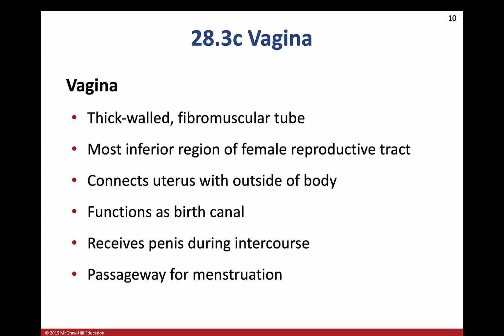The vagina is a thick-walled fibromuscular tube. It is the most inferior region of the female reproductive tract. It connects the uterus with the outside of the body. It functions as the birth canal. It is responsible for receiving the penis during intercourse, and it is also a passageway for menstruation.